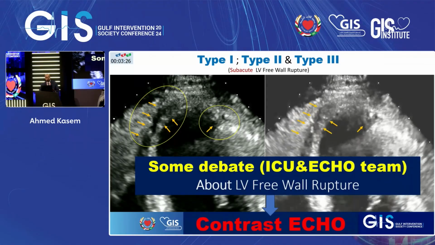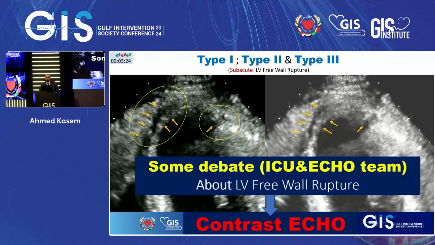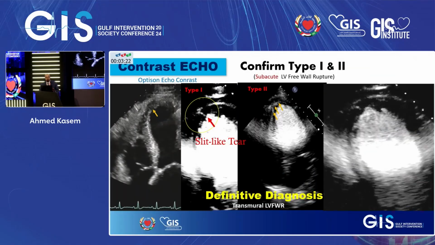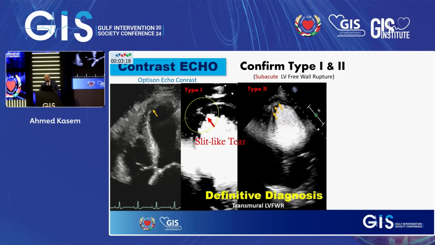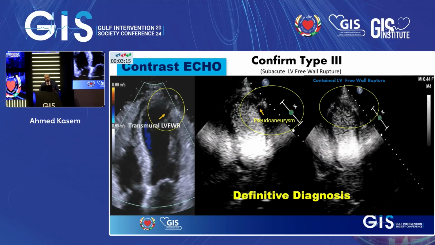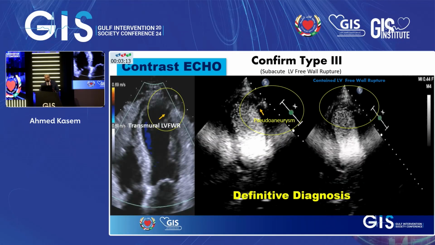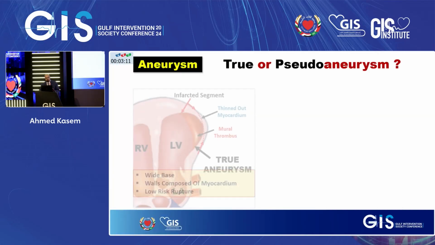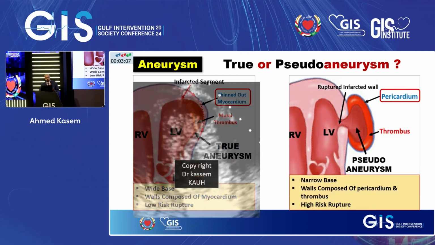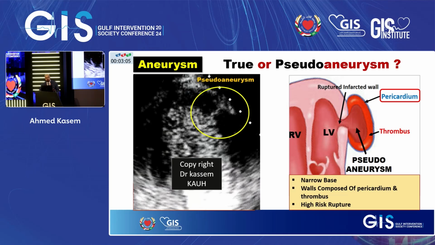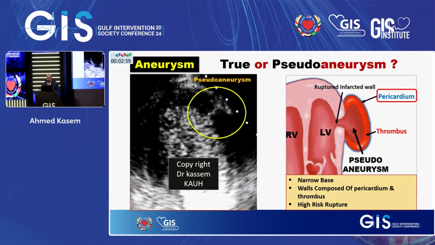So we decided to go for contrast echocardiography to confirm the diagnosis. And contrast echocardiography confirmed type 1, type 2, and even type 3 dissection and rupture of the wall of the LV. And we should differentiate between the true aneurysm and the pseudoaneurysm. Of course, in pseudoaneurysm there is complete dissection of the wall, like our clear image from contrast echocardiography in this case.